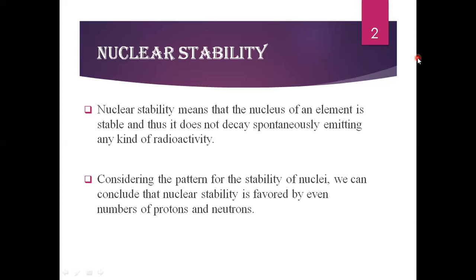Considering the pattern for the stability of nuclei, we can conclude that nuclear stability is favored by an even number of protons and neutrons. But, as with everything, exceptions are always there. There are only five stable nuclei known which have both an odd number of protons and an odd number of neutrons, and these nuclei are hydrogen, lithium, boron, nitrogen, and vanadium.